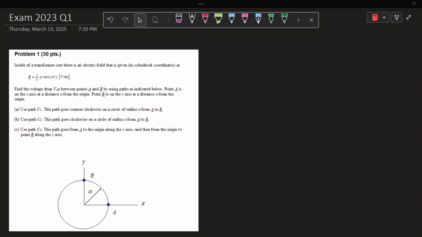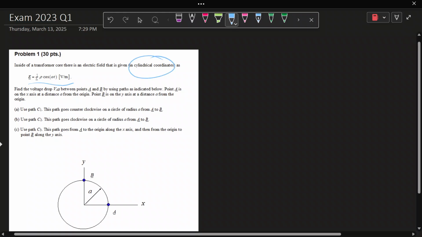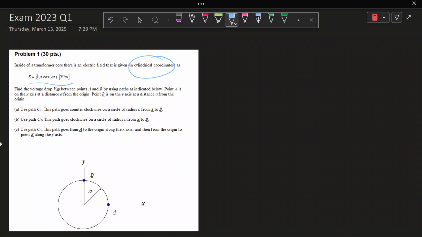Okay, y'all, so today we're going to be going over exam 2023, question 1, and this is really a voltage drop problem going in a circular electric field. So here it says, inside of a transformer core, there's an electric field that is given in cylindrical coordinates, very important, as E is equal to phi hat rho cosine omega t. Find the voltage drop VAB between points A and B by using paths as indicated below.